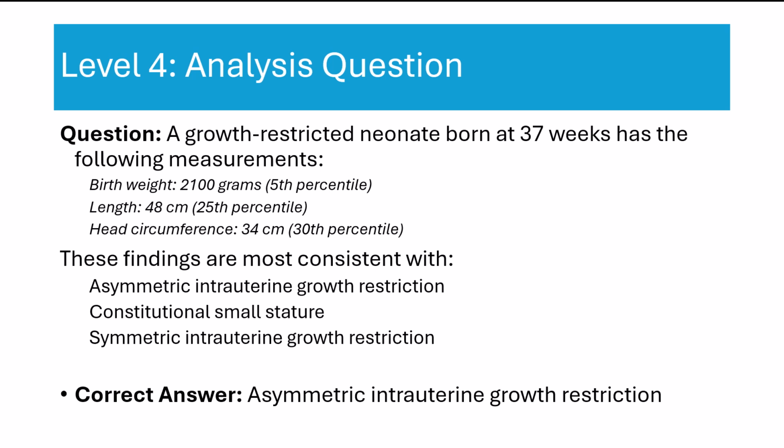To approach this, you're analyzing patterns and relationships. You need to understand that in asymmetric IUGR, weight is affected first and most severely, the brain-sparing effect, while in symmetric IUGR, all parameters would be proportionally reduced. This requires you to break down the information, see the relationships, and recognize the pattern. This is why practicing comparison exercises and pattern recognition is crucial for analysis questions.